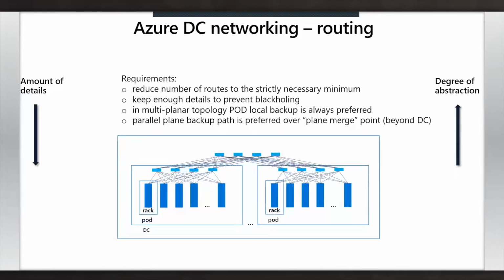What are the requirements for routing at large scale? Obviously, it's to reduce number of routes to the strictly necessary minimum. TCAM is finite. We would like to be able to grow number of devices within data center without replacing switches every 6 months. So we are trying to keep number of routes as small as possible. On another side, we would like to keep enough details to prevent black holing, because when we remove too many details, it inevitably leads to, in best case, very, very ineffective routing, in worst case, to black holing.